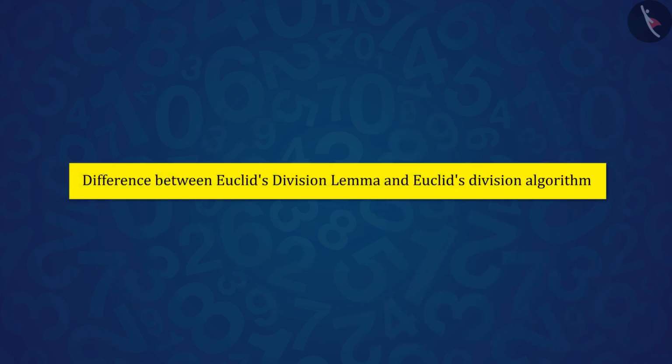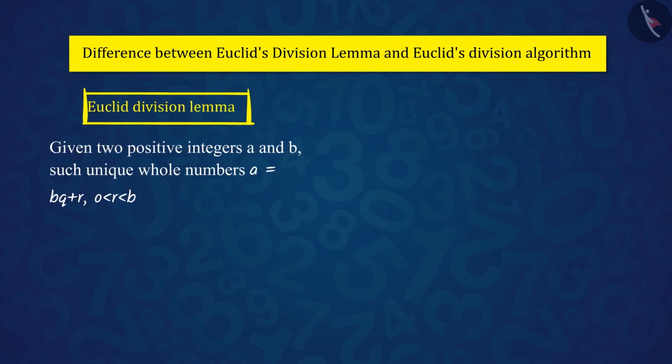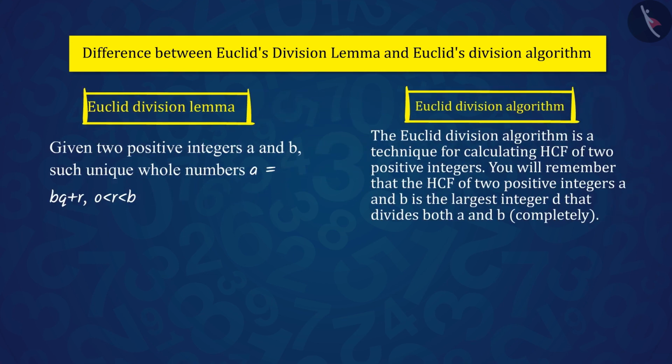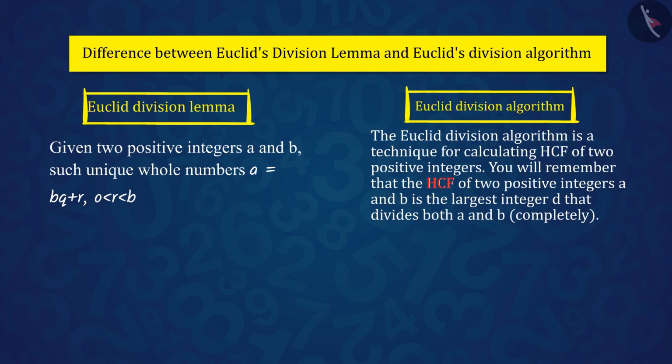Now, let's understand the difference between Euclid's division lemma and Euclid's division algorithm. Euclid's division lemma is a proven statement which is used to prove another statement, while the algorithm is a series of well-defined steps which is used to find the HCF of two positive integers a and b, where we can use the statement a equals b multiplied by q plus r of Euclid's division lemma.